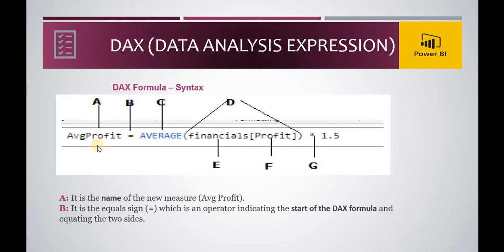Here A is indicating the name of the new measure, Average Profit. We are giving this name, and we can give any name. And B is indicating the equal sign, which is an operator indicating the start of the DAX formula and equating the two sides: this is the name on one side and here is the calculation.